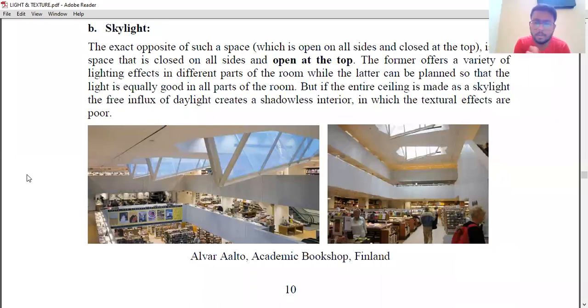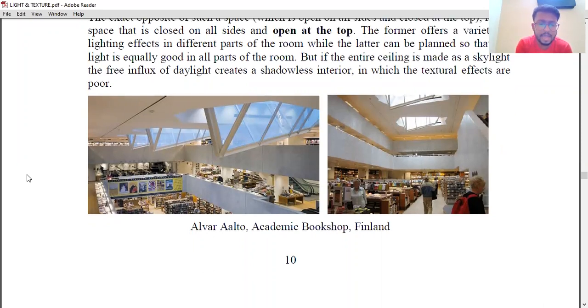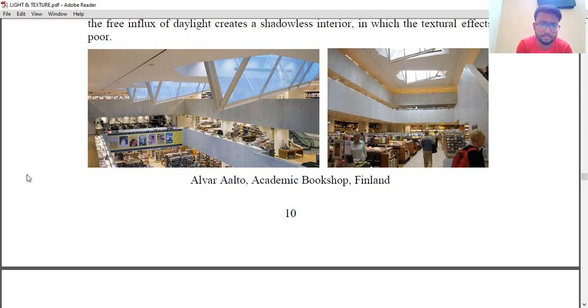So as I was telling, if the entire ceiling is made of a skylight, the free influx of daylight creates a shadowless interior in which the textural effects are poor. This Alvar Aalto Academic Bookshop is in Finland, and you can see how the light from the top is acting. This is a bookshop. You cannot have the sides open, you are closing it, whereas from the top you are having a sufficient amount of light.